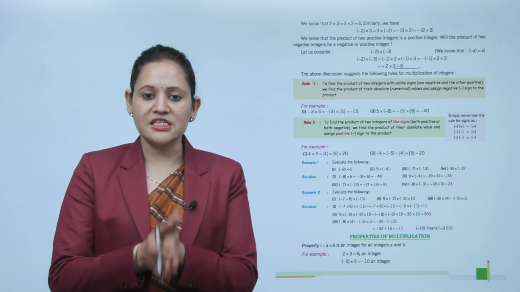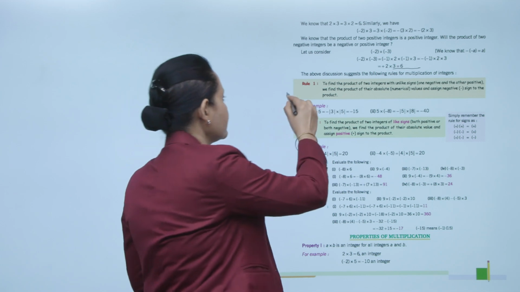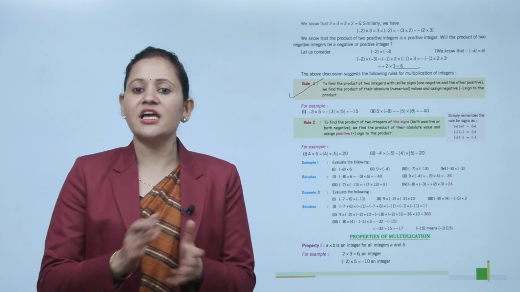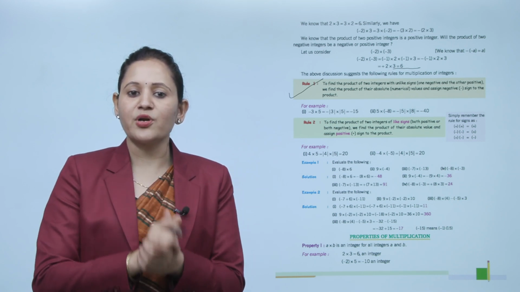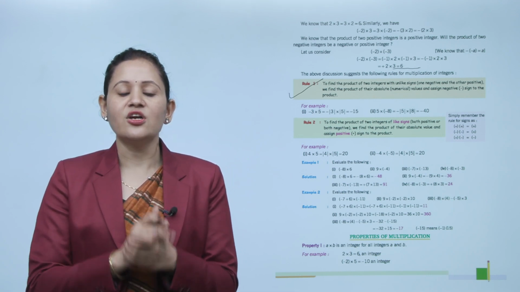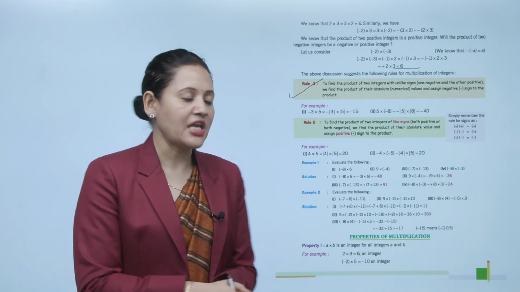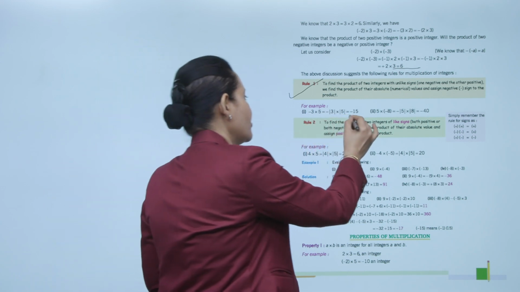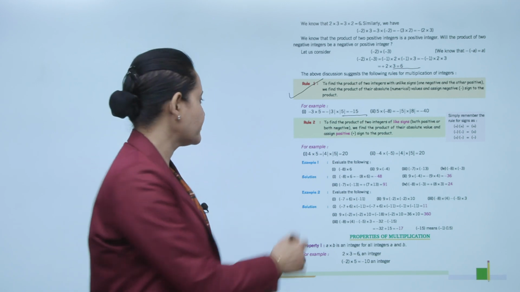The above discussion suggests the following rules for multiplication of integers. Rule number 1. To find the product of two integers with unlike signs, means different signs, one negative and the other positive, we find the product of their absolute or numerical values and assign the negative sign to the product. For example, -3 into 5, so their absolute values 3 into 5 is 15, and assign the negative sign. So the product will be -15. Clear? Rule number 2.